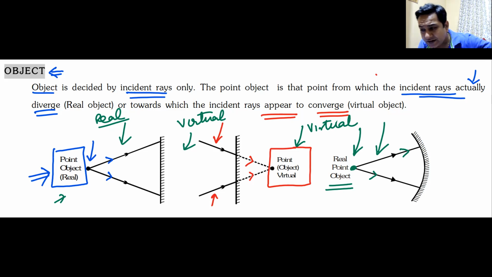One way of understanding it: if the rays are diverging, it is a real object. If the rays are appearing to be converging, it is a virtual object. The other way is, if it exists in the real world, it is real. If it exists in the virtual world, it is virtual. Do we understand this? You'll have to note this down. I'll give you a minute.